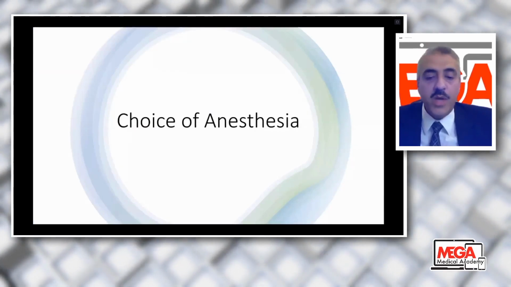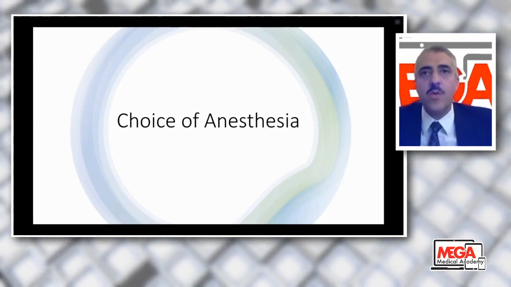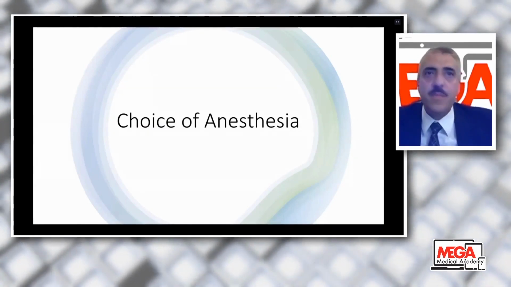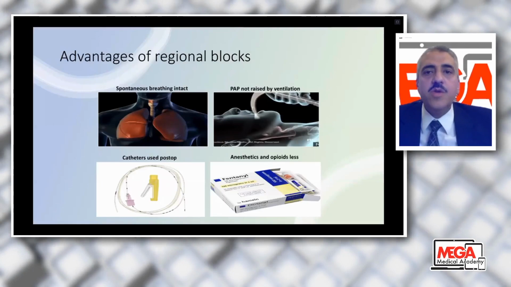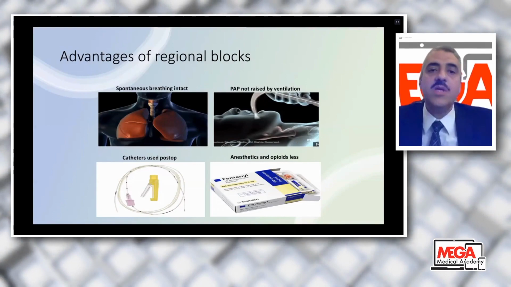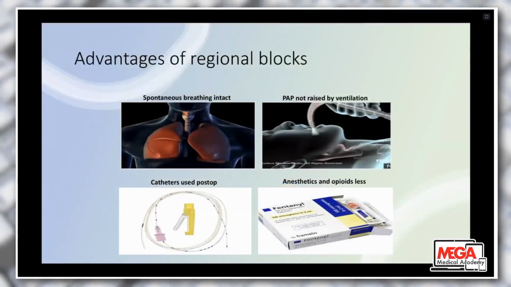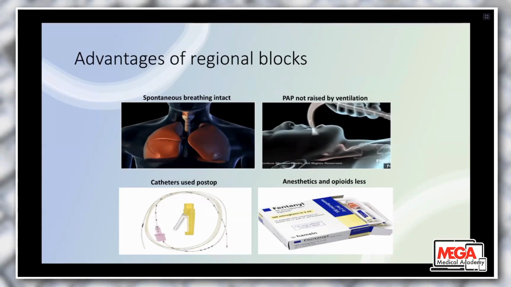As for the choice of anesthesia, we can give the patient either general anesthesia or a regional block like spinal, epidural, plexus block, or nerve block. Any regional block has the advantage of keeping the spontaneous breathing of the patient intact. In regional blocks, we usually don't need to intubate the patient and start mechanical ventilation, and both increase the pulmonary pressure. We can extend the regional block for post-operative analgesia with the catheter technique.